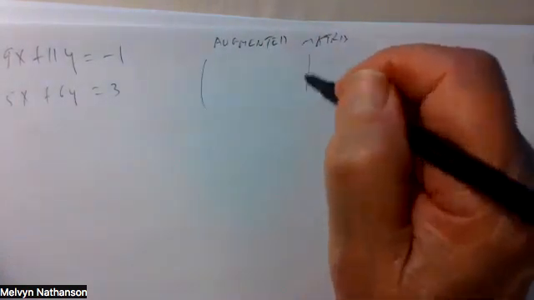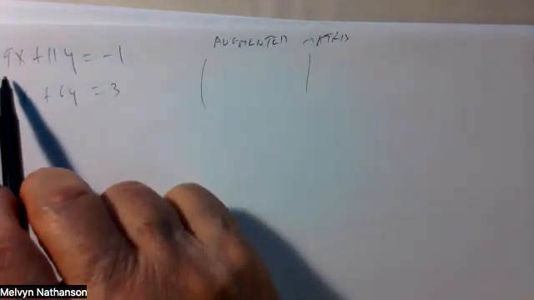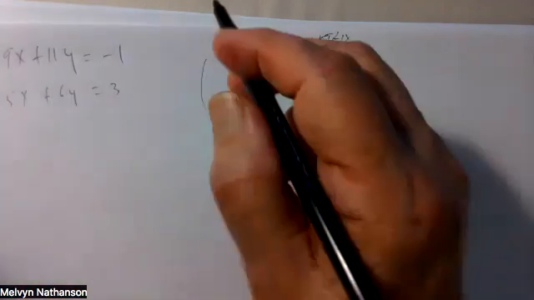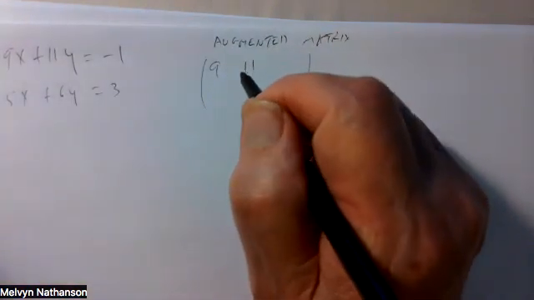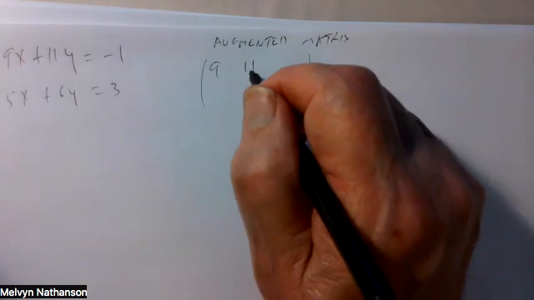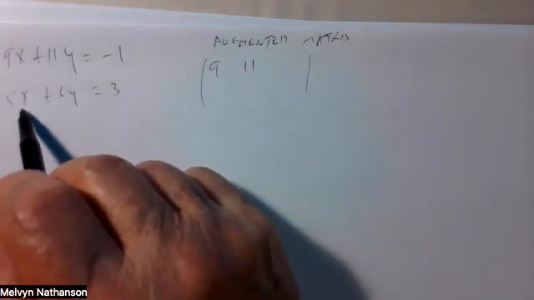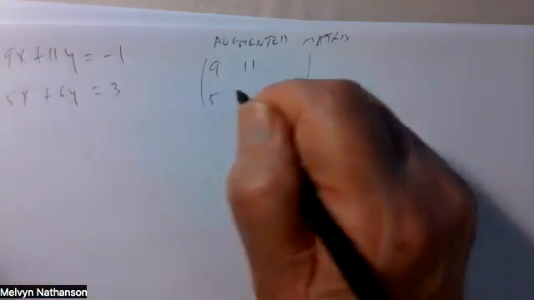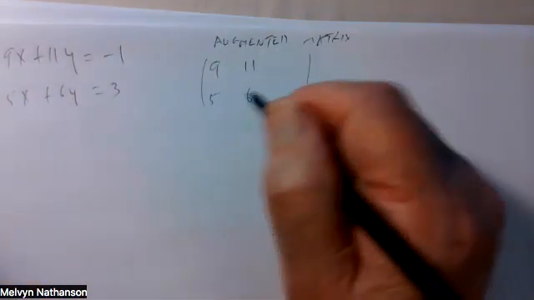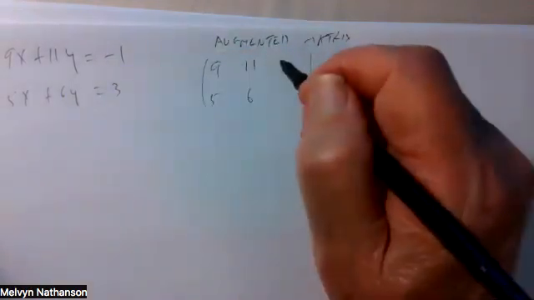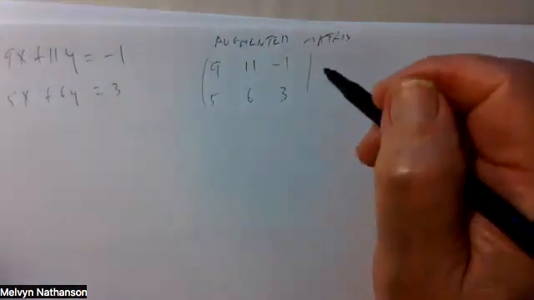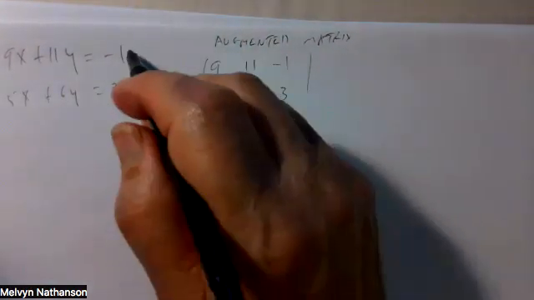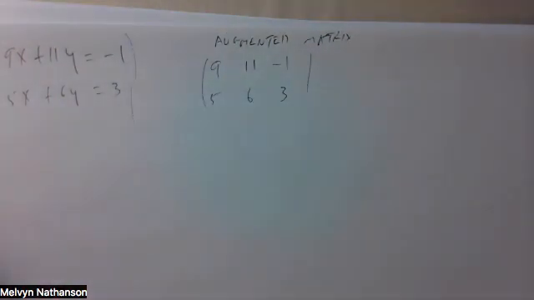So this augmented matrix: the coefficients of the equation, 9 and 11, become the first two coordinates in the first row. 5, 6, these are the coefficients of x and y in the second equation. They become the coordinates 5, 6 for the second row. And then the right-hand side, minus 1, 3. So this is the augmented matrix that corresponds to this set of equations.